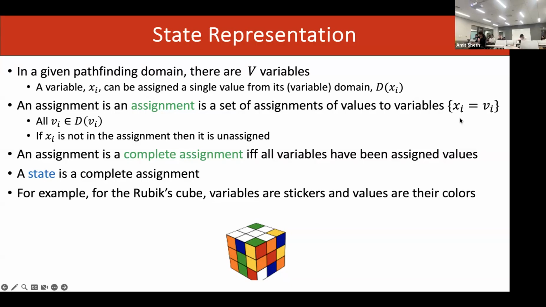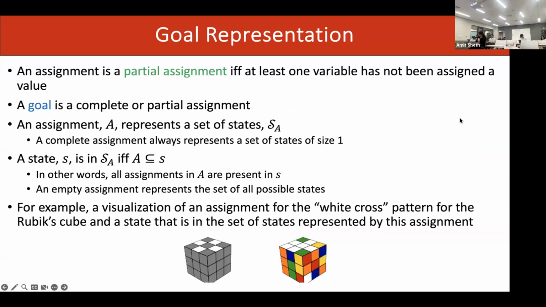So in general, for any domain, we assume that there are a set of variables and that a complete assignment represents a state. But we could have some partial assignment, like we have here, where I say I only care about these stickers. The rest of them I don't care about. And so this, for example, if this was representing a set of goal states, this would be a goal state that satisfies this criteria. So then this allows us to represent sets of states instead of just a single state.